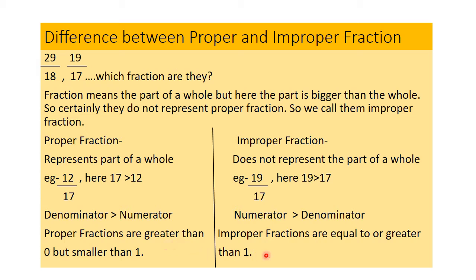And the last difference is that proper fractions are greater than 0 but smaller than 1. That means all proper fractions are smaller than 1. But improper fractions are equal to or greater than 1. That means all improper fractions will be either equal to or greater than 1.